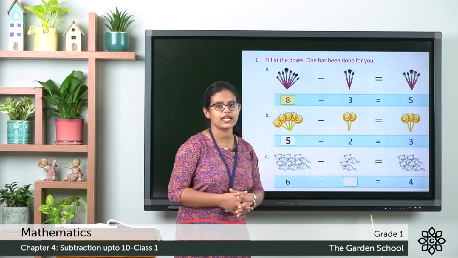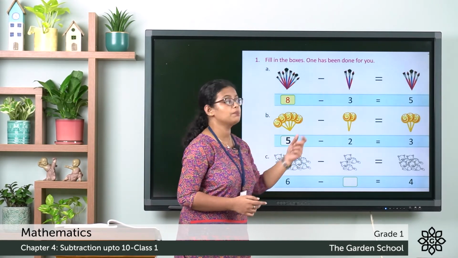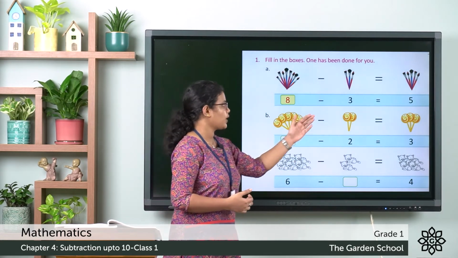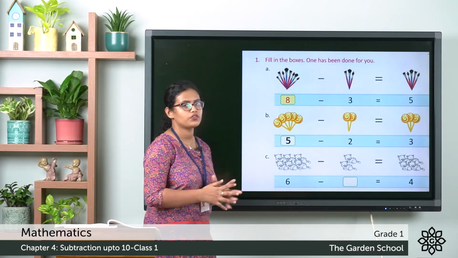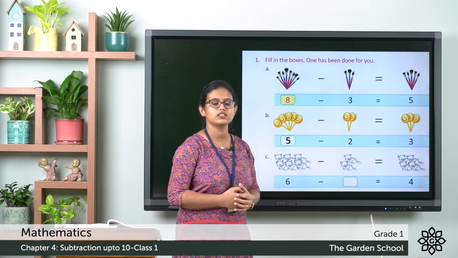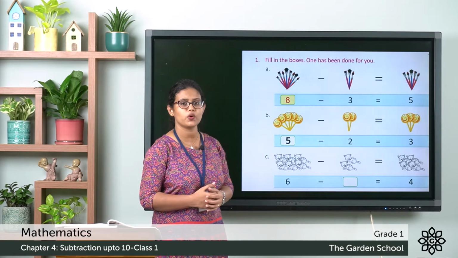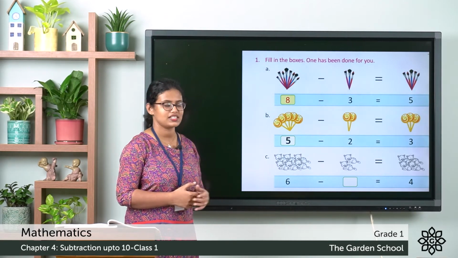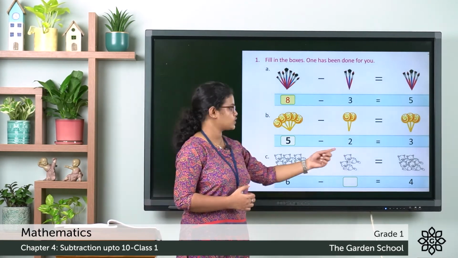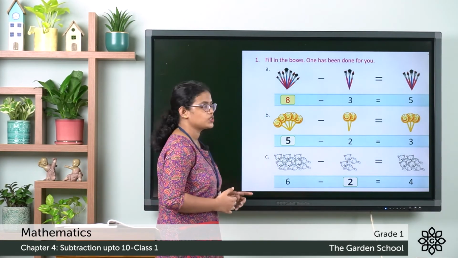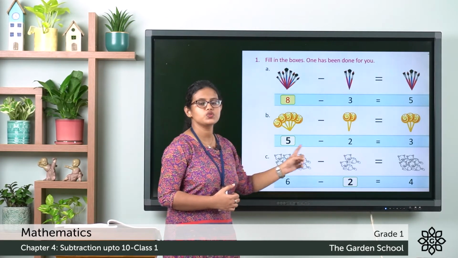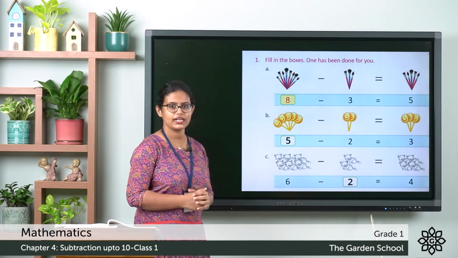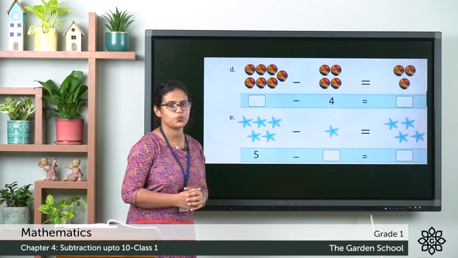So here how many are there? 2. So this symbol is minus. That means subtraction. So you have to take away 2 from 5. So what is the answer you get? That is 3. So how many lollipops are left? 3. See the next one. You can see cats. How many are there? 6. So here how many? 2. So you need to take away 2 from 6. So how many are left? 4. Understood? Moving to the next one.